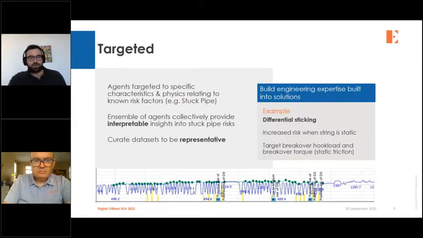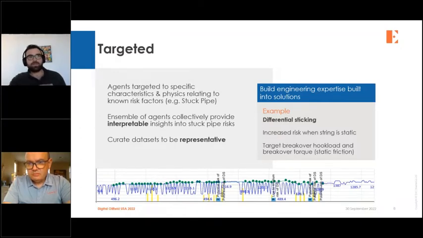All right, cool. So let's expand a little bit more on what I meant earlier about using this kind of targeted approach. So we have our modules or agents which look at very specific characteristics in physics which relate to these known risk factors. I mentioned some of these already. So resistance to rotation, difficulty lifting something. These can manifest, as you would expect, in maybe the hook load or the torque or those kinds of measurements that we take from the surface.